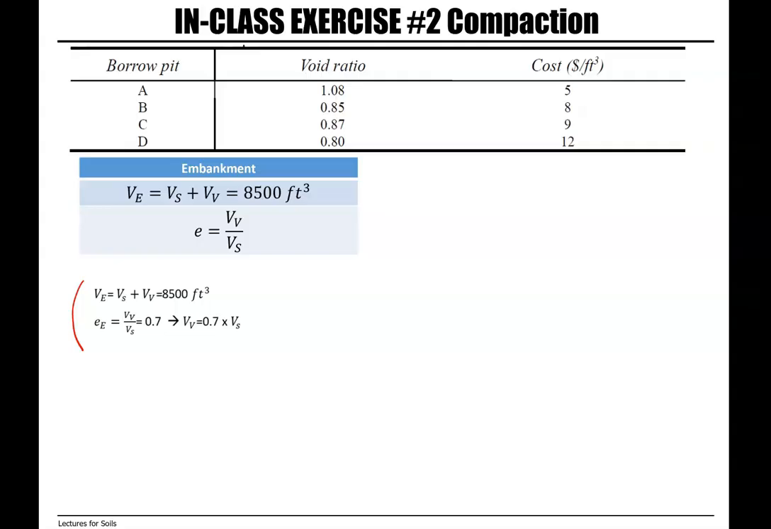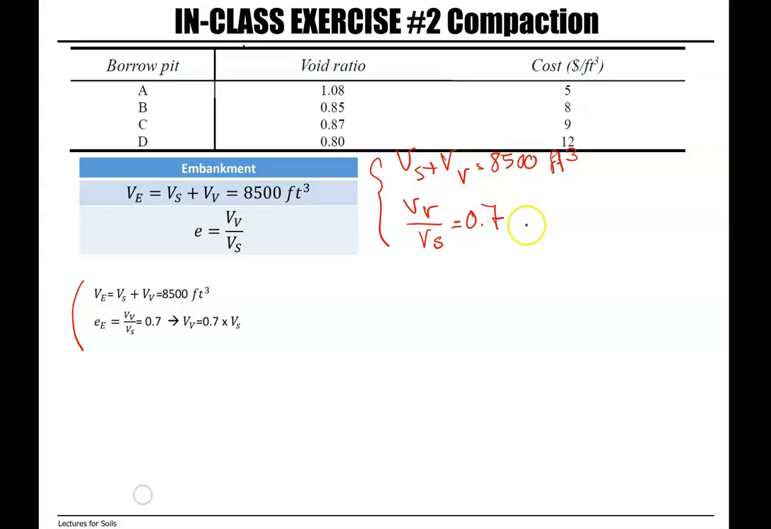This is very similar to when we wanted to calculate volume of solids and weight of solids and weight of water in a previous example. We have 2 missing parameters and 2 formulas. So we have volume of solid plus volume of void is 8,500 cubic feet. We also have volume of void divided by volume of solids is equal to 0.7. 2 missing parameters, volume of solids and volume of void, 2 formulas.